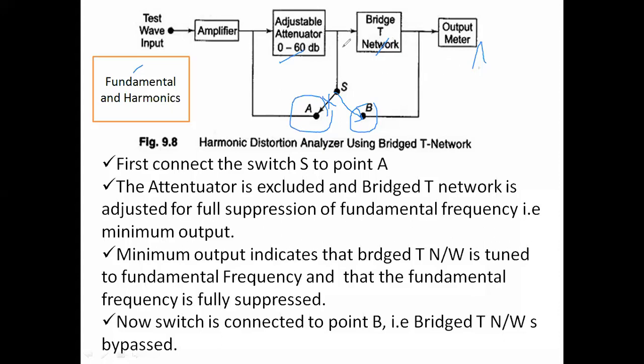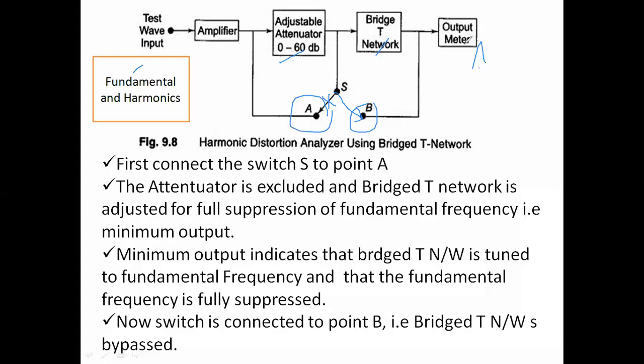So then it indicates the variation of the value of attenuation. So how much the value has varied will be indicated on the meter. Okay, so like this we can measure the distortion.